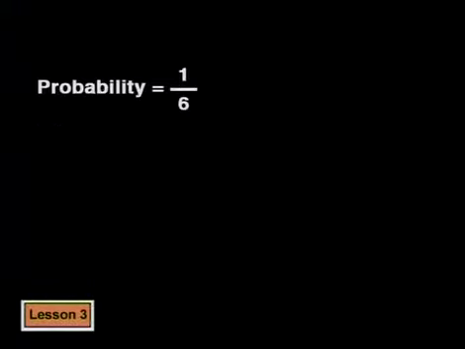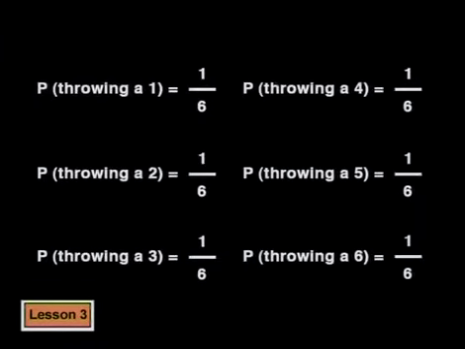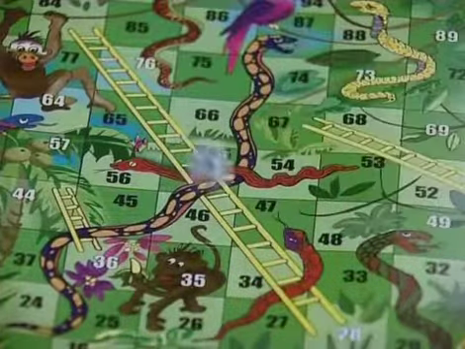So every time, the number of ways of getting the favorable outcome is 1. This means that the probability of getting any one of the numbers is always 1/6. So theoretically, the probability of throwing a 6 is no greater or smaller than the probability of throwing any other number. We threw the dice 6 times, right?